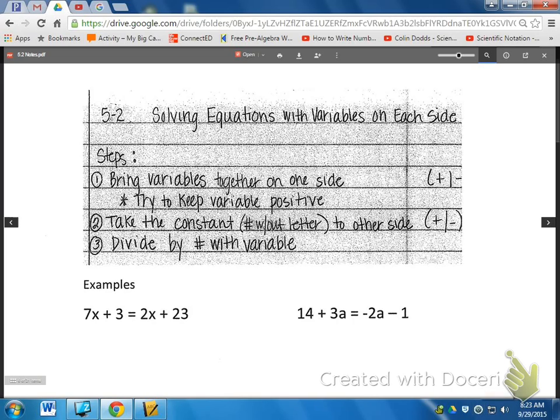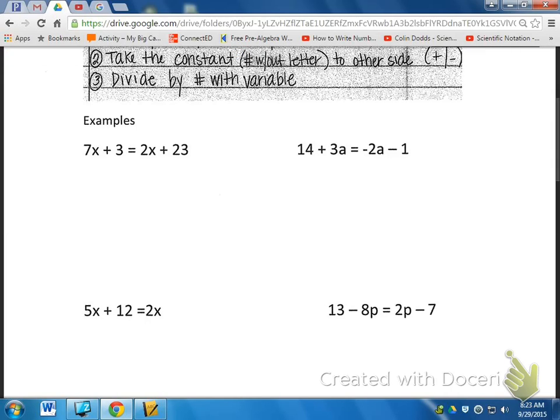So let's try this. Example 1. 7x plus 3 equals 2x plus 23. If I look at my two variables, I've got 7x on the left and 2x on the right. Remember, I want to take the smallest one, so the smallest one would be 2x. Since it's a positive 2x, I'm going to subtract 2x right here, and I'm going to subtract 2x right here and draw my line. From left to right, I'm going to write now what I have left.